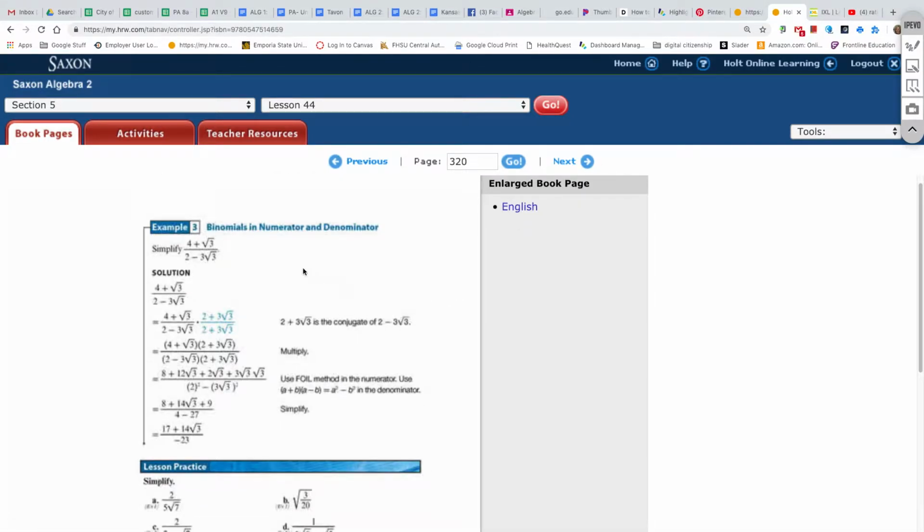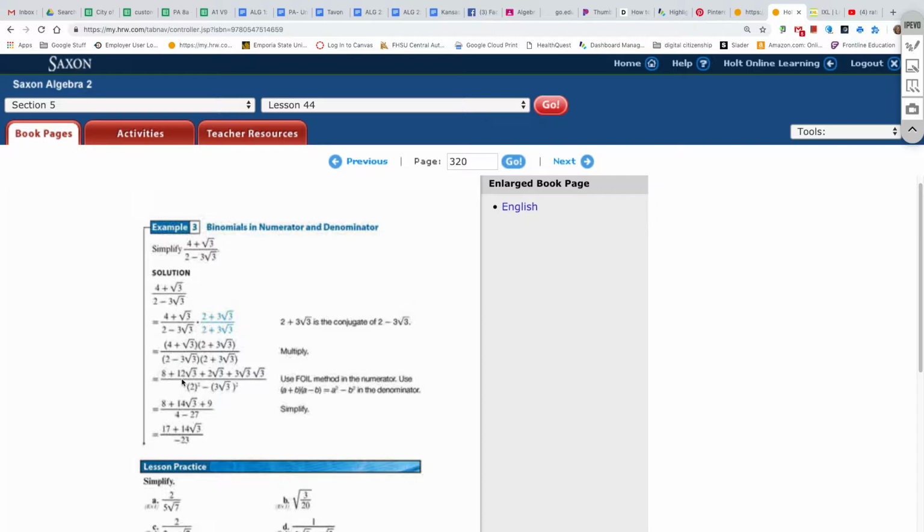Okay. All right, so this one's a little uglier, okay, but still the same principle. You'll see that my denominator is 2 minus 3 square root of 3, so I'm going to multiply by 2 plus 3 square root of 3. Now, check it out. You've got a sum and a difference. You've got addition and subtraction in both the top and the bottom. That means you're going to have to FOIL the top and you're going to have to FOIL the bottom.